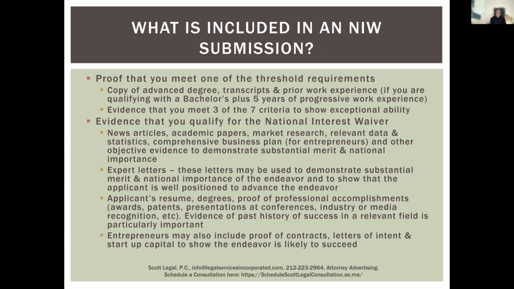So what do you include? The information really relates to all of the different things that we talked about. If you're doing bachelor's advanced degree, you include a copy of the degree showing that you have a master's degree or higher. If you're doing bachelor's plus 5 years of work experience, you include the degree, but also experience letters that show that work experience. And if you are doing the 3 of 7 exceptional ability, then of course you have to include information that shows that you have met those particular criteria.